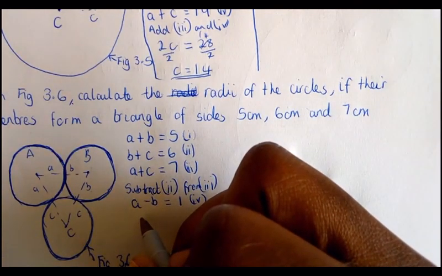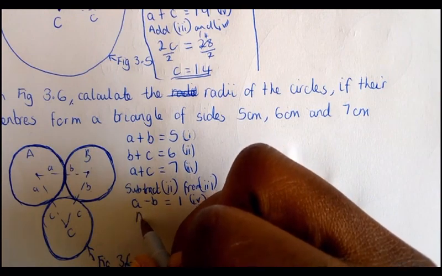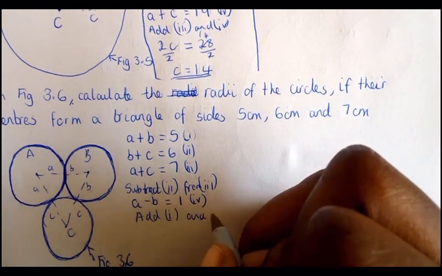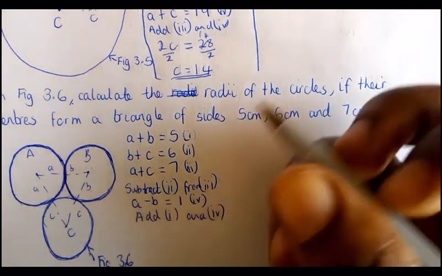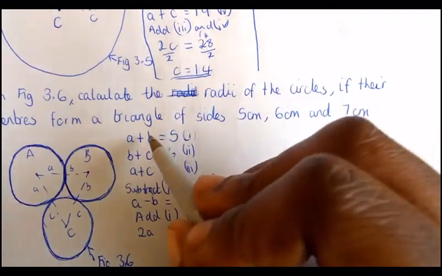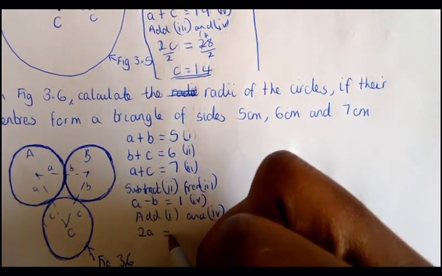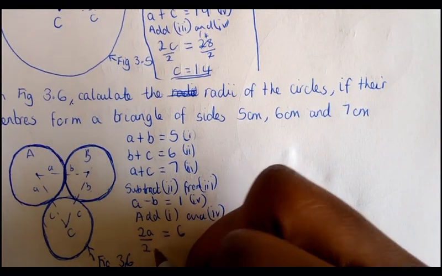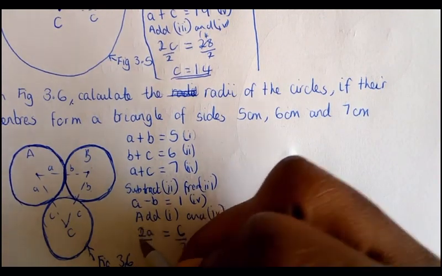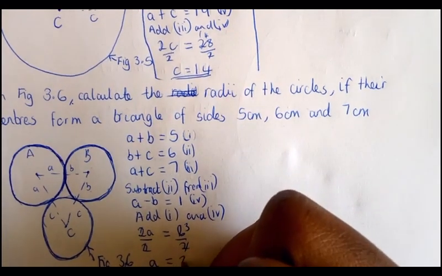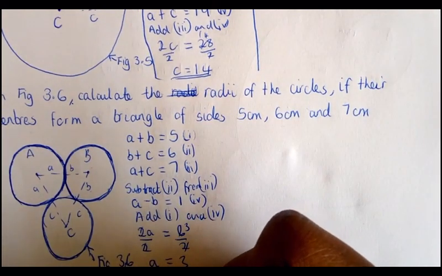Then the next thing is we add equation 1 and equation 4. If we add these two, it becomes A plus A is 2A. Then B minus B is 0, is equal to 5 plus 1 is 6. Therefore, then next we divide by 2 both sides. This becomes A is equal to 3. We now have our A.